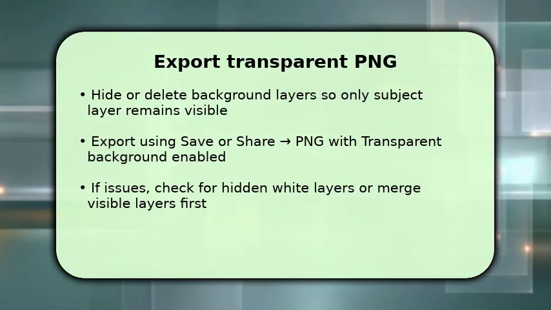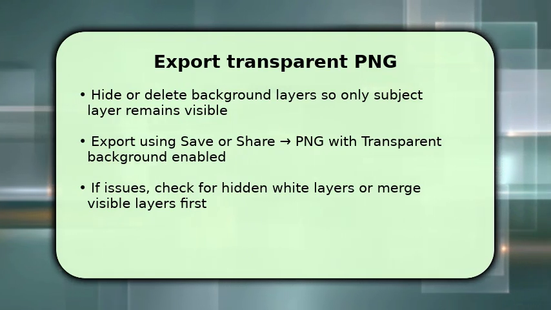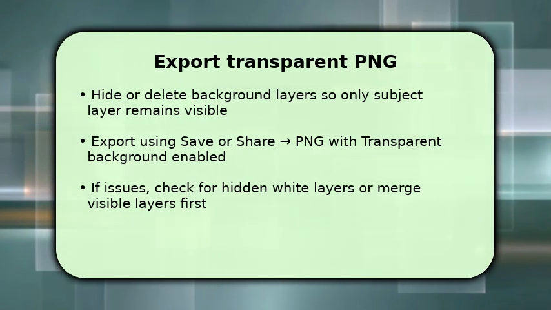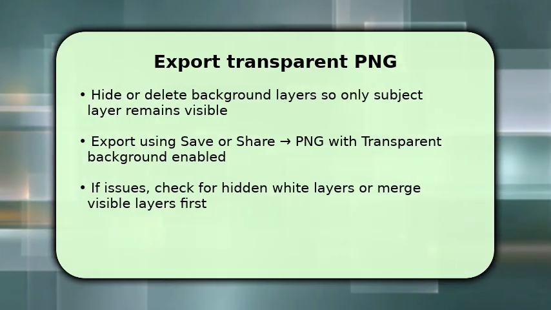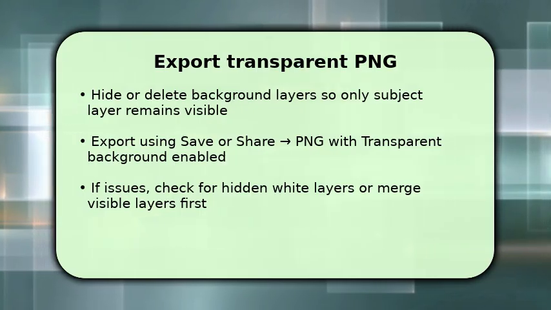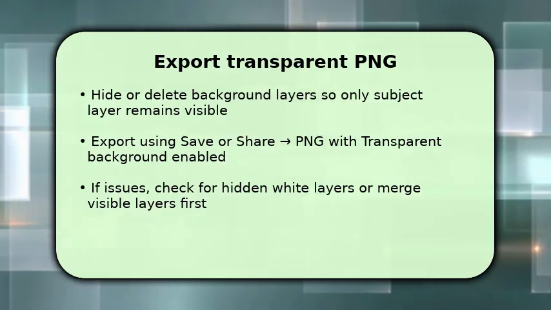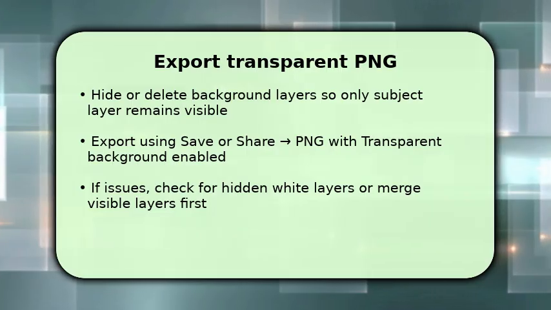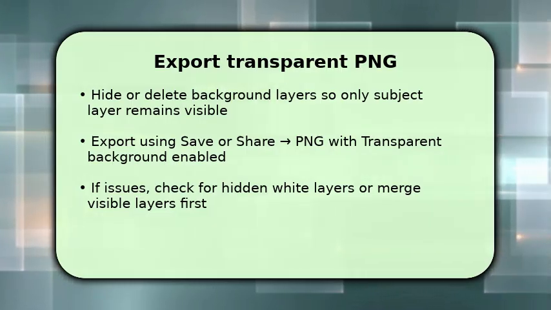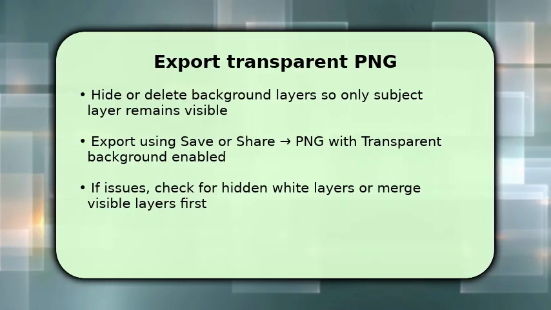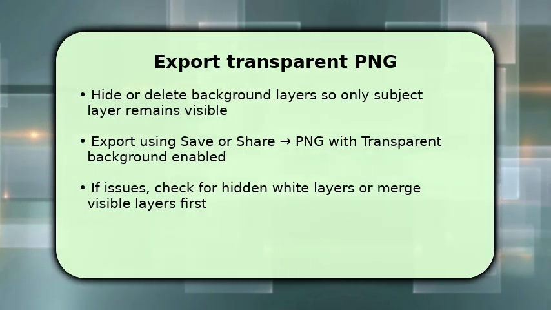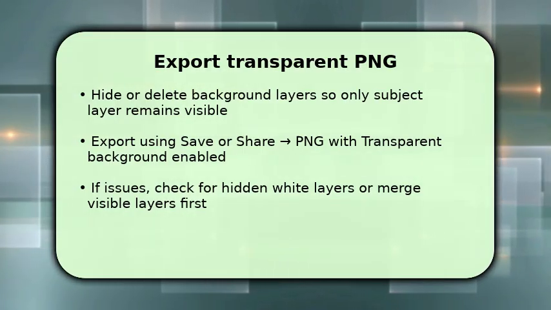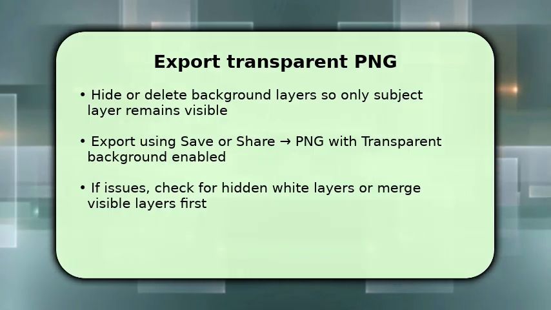Finish by exporting a true transparent image. Hide or delete any background layers so only the subject is visible. Then choose Export or Share and pick PNG with transparency enabled. If the export looks like it still has a background, make sure there are no hidden white layers or locked background layers present. Merge visible layers if necessary and try again. If artifacts remain, undo, refine the mask edges, and re-export. This ensures a clean, transparent PNG ready for other apps.